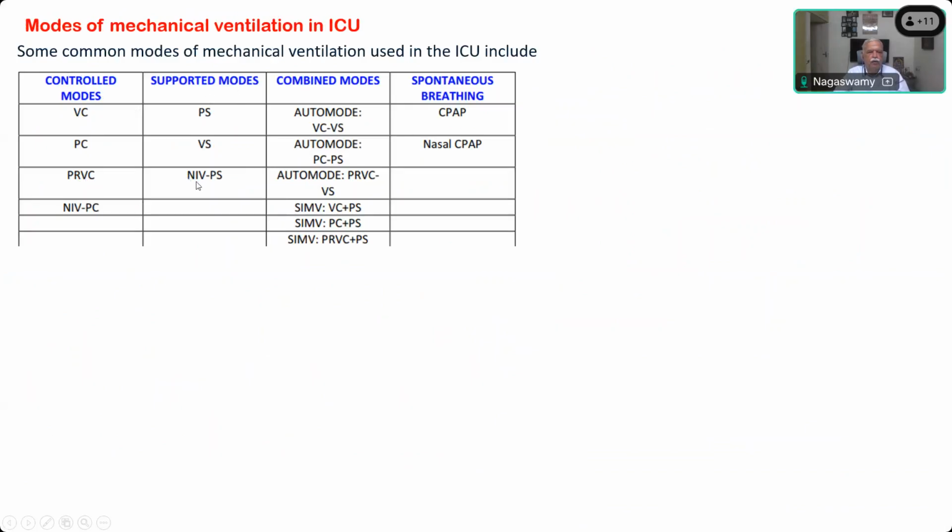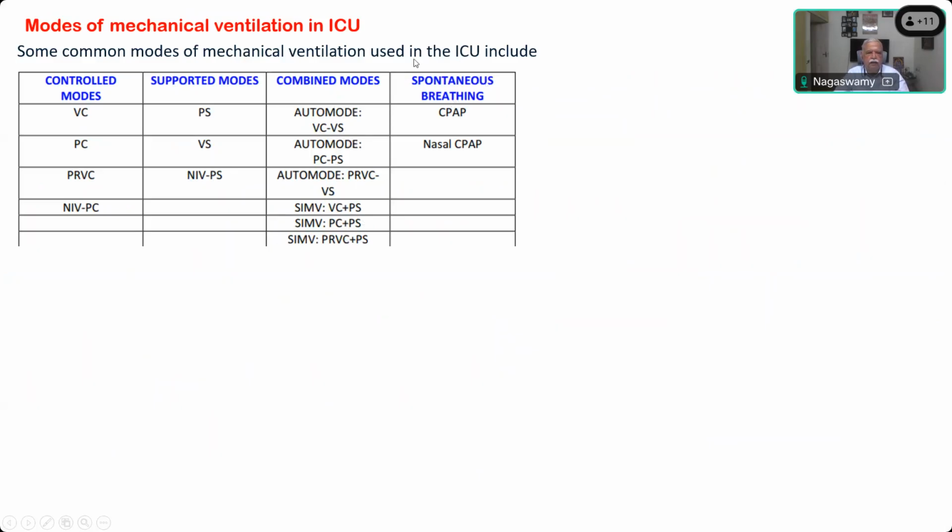The support modes are used when the patient starts breathing, but the attempts are not always strong enough to breathe. Then you go for pressure support, volume support, or NIV pressure support. The combined modes, once they go into the auto mode, can be VC, VS, or pressure control, pressure support. It can be PRVC, SIMV with volume control, PS, etc.